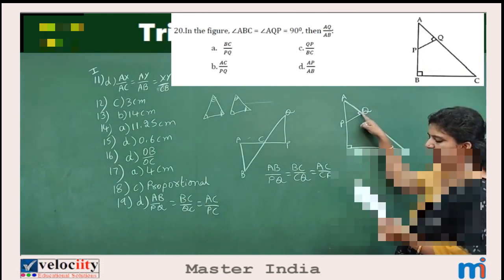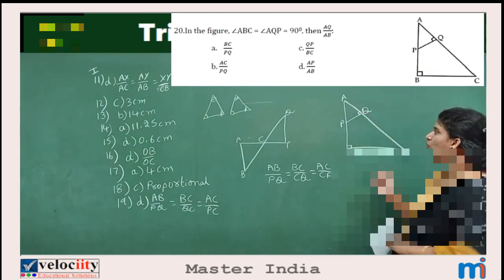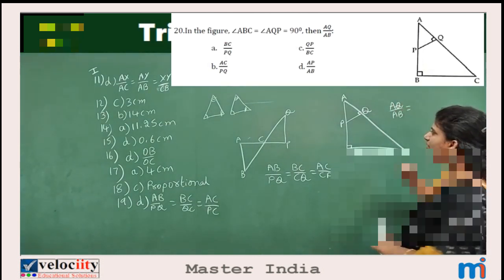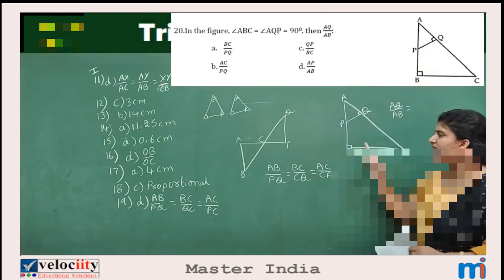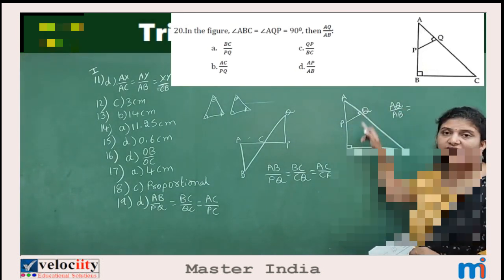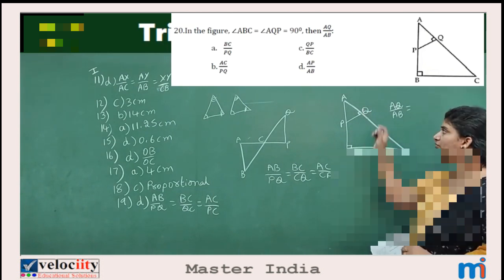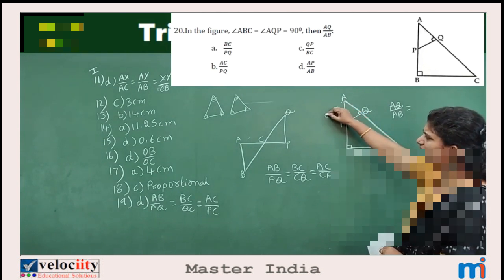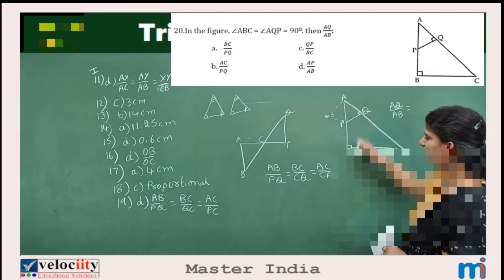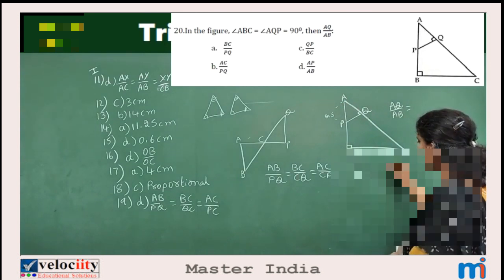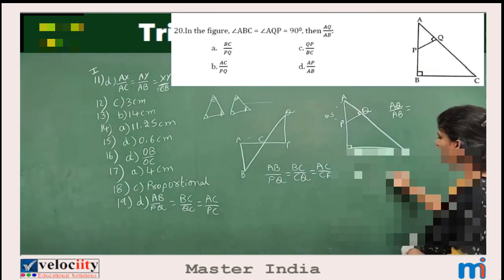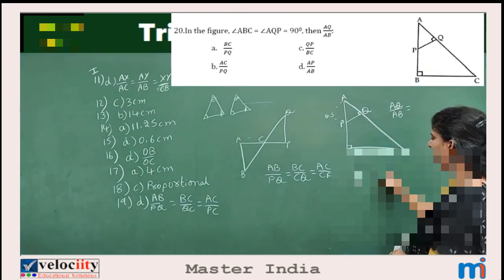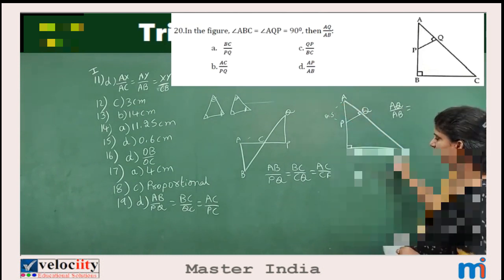20th one, in the figure, angle ABC is equal to angle AQB is equal to 90 degrees. Then what is AQ by AB equal to? A similar type of problem we have done. Suppose these two angles are equal. So how to do? Lift this Q and put it here. Just imagine, okay. So this triangle, compare like this, AQP. So compare this big triangle ABC and the small triangle.